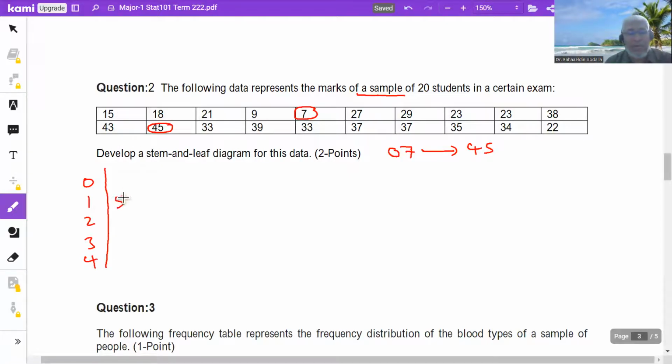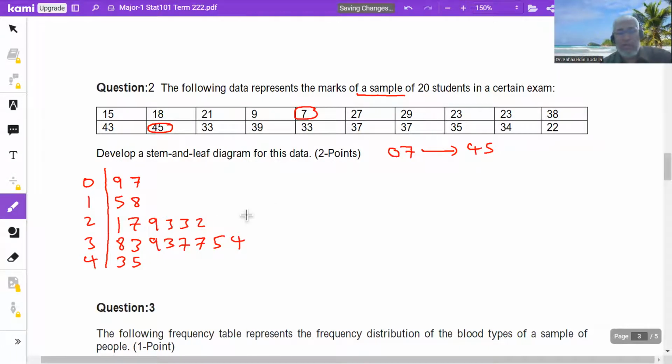And then I put the numbers. 15 means 1, 5. 18, 8 here. 21, 1. 9, 0, 9. 7, 0, 7. 27. 29, 23, and another 23, 38, 43, 45, 33, 39, 33, 37, 37, 35, 34, and 22. So this is the first step.